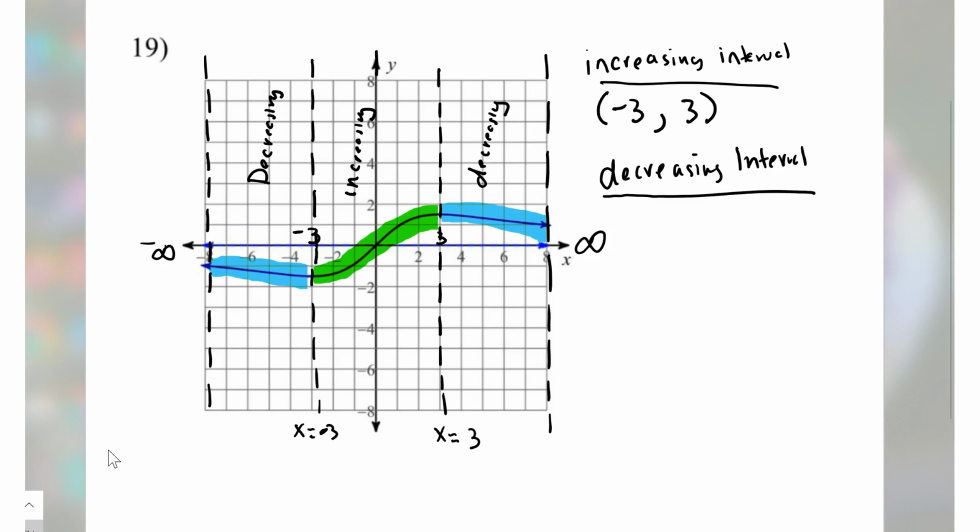For the decreasing interval, there are two parts where it's decreasing, and you notice in the blue. Reading it from left to right, it's decreasing from negative infinity up to negative 3. Of course, it's transitioning at that point, then increasing, so we're going to jump. So we're going to use union. And then once again, when it starts at x equals 3, it's going to be decreasing, all the way to infinity.